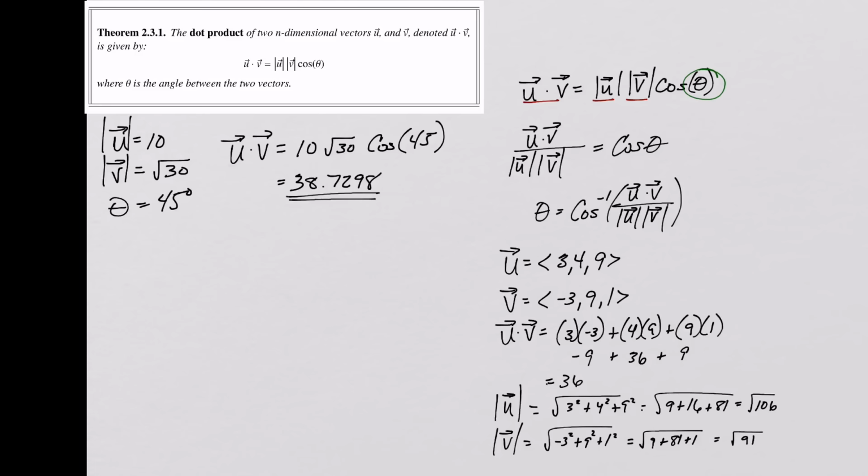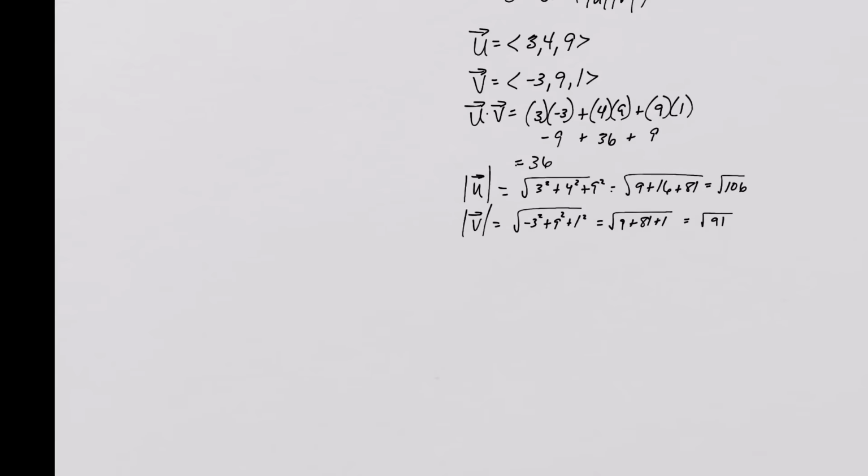And so if I'm going to do that, first I'm going to slide down and give us a little more room to work. We know that theta will be equal to this dot product, so 36 divided by, let me leave some room here. We have to do the arc cosine, right? So arc cosine of 36 over the square root of 106 times the square root of 91.